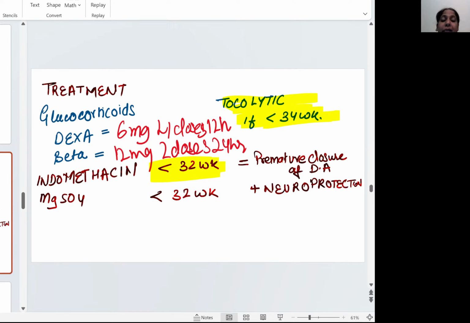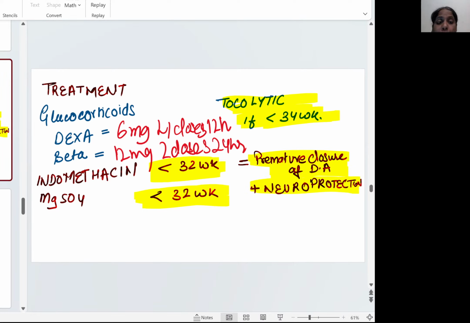Indomethacin is to be given only if the period of gestation is less than 32 weeks, as it causes premature closure of ductus arteriosus. Magnesium sulfate is another tocolytic, to be given if the period of gestation is less than 32 weeks. It also causes neuroprotection. Very important. Magnesium sulfate, another effect, neuroprotection while giving tocolysis.